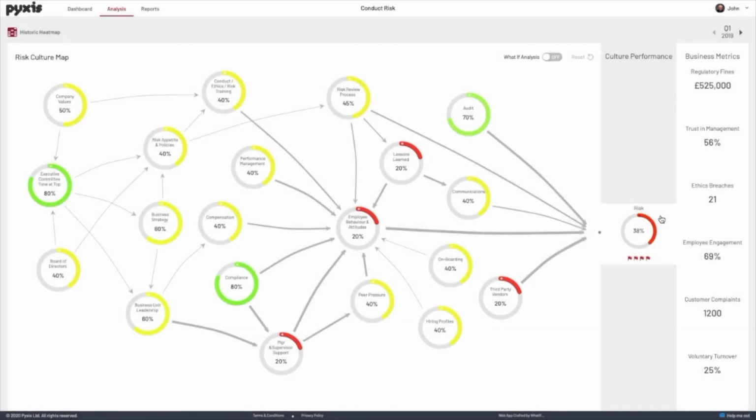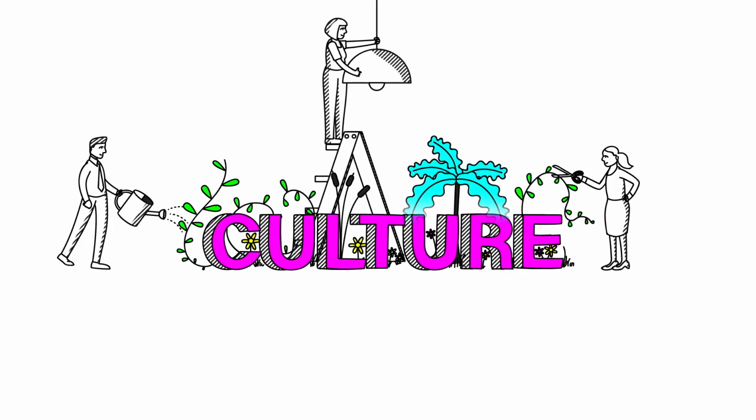The PYXIS Culture Management Platform is an effective tool for identifying and mitigating hidden cultural and business risks. Knowing how to identify and mitigate hidden risks puts you in charge of managing culture and improving business results.